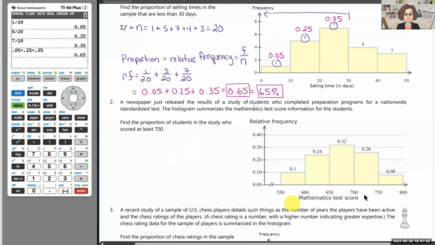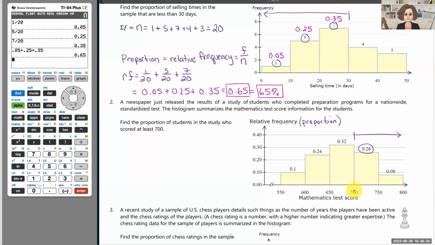All right, so we have their math scores on the x-axis, and now they've labeled the y-axis with relative frequency. So they've given us the proportions for each of these groupings. And I know that not only because they labeled it there, but I see these decimal values now. So I know we're talking about proportions versus whole numbers. So they ask us to find the proportion of students in the study who scored at least 700. So at least 700 means 700 at the minimum or 700 or higher.